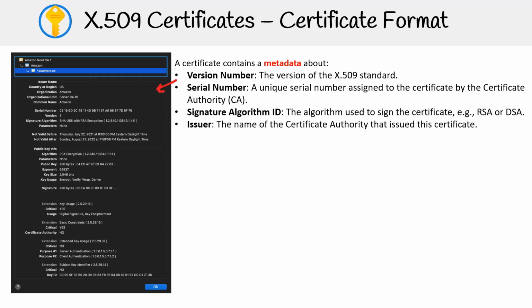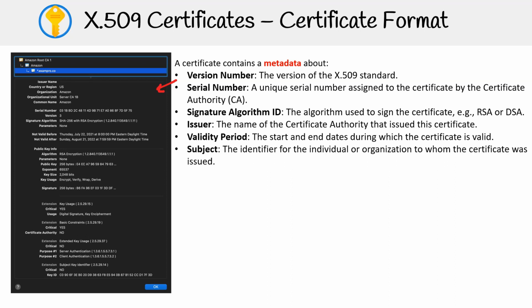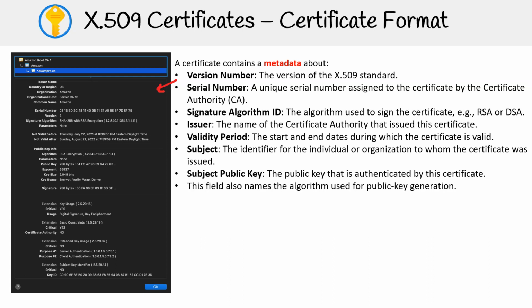Issuer, the name of the certificate authority that issued this certificate. Validity period, the start and end dates during which the certificate is valid. Subject, the identifier for the individual or organization to whom the certificate was issued. Subject public key, the public key that is authenticated by this certificate. This field also names the algorithm used for public key generation.